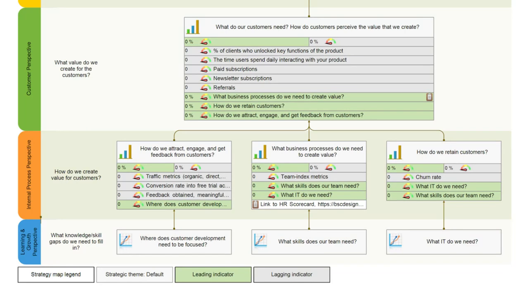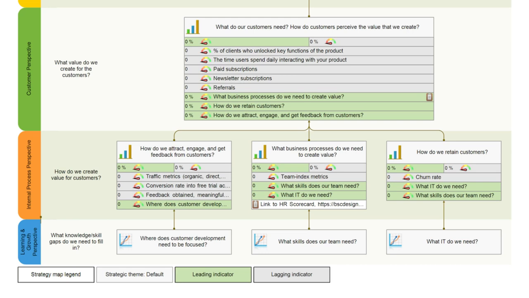Yeah? So again, this is a kind of template, so don't just copy it. You need to adjust it according to your needs. But I guess you will have some goals related to attracting, engaging, and getting feedback from a customer. You will have some goals related to creation of the value, whatever it is in your case. You will have some goals related to retaining customers. And again, you have some lagging metrics aligned with these goals.